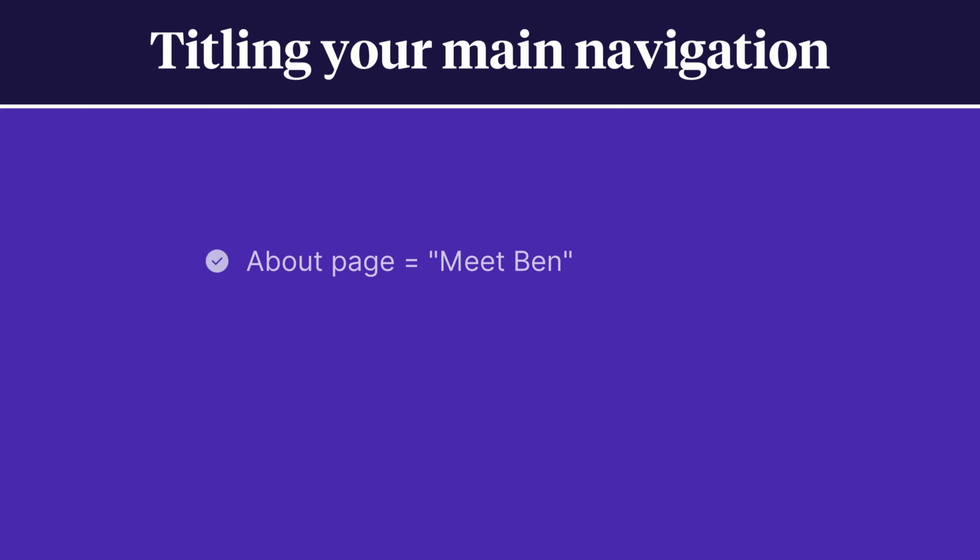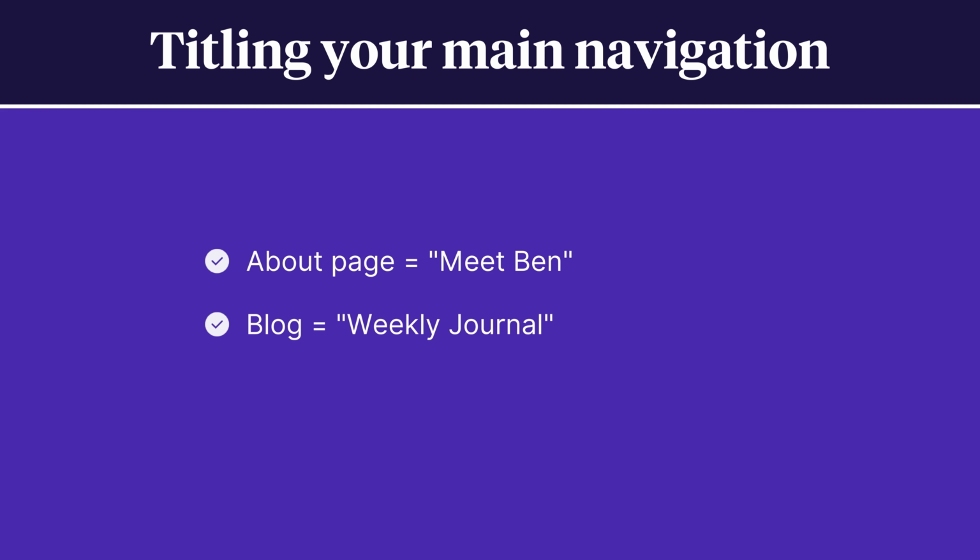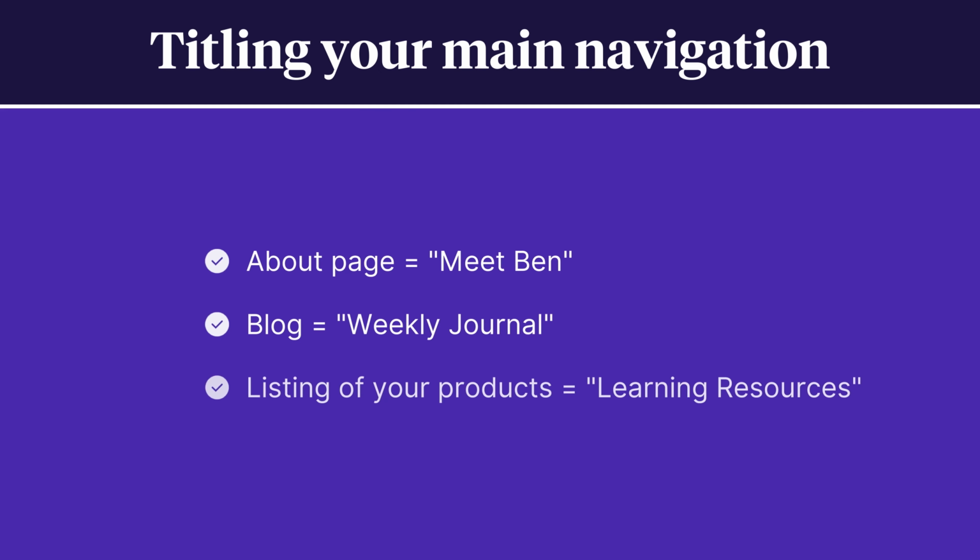You can get a little creative without sacrificing the user experience. Instead of about, you could say Meet Ben, but with your own name. Instead of blog, you could say Weekly Journal. If you sell educational products, instead of products, you could say Learning resources. Keeping the user experience in mind, you can also use instructional navigation.